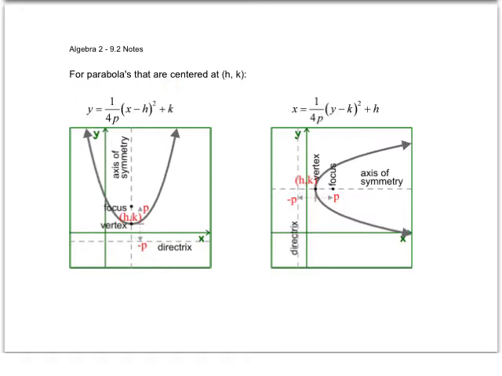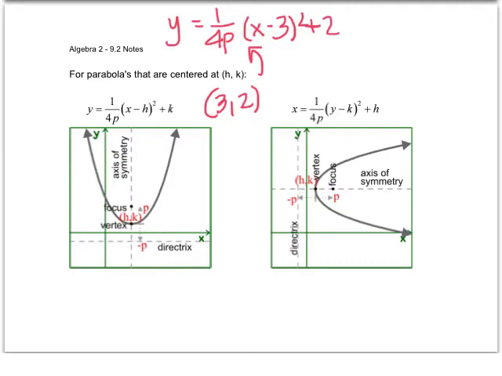Okay, so just for a quick example, let's say I'm centered at the point (3, 2), and that's all that I know about this parabola. Then this equation, and I'll write them up here, I've got a little more room, is going to be y equals 1 over 4p times (x minus 3) squared plus 2.